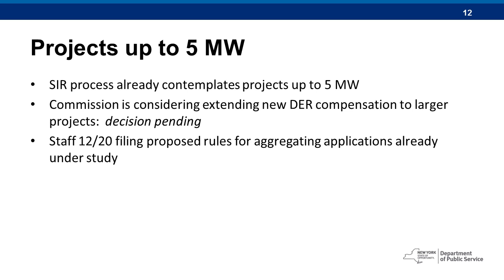Additionally, from the commission requirements, as of last year, we did increase the threshold from 2 megawatts up to 5 megawatts for interconnection process, but the commission now is considering extending the new DER compensation to the 5 megawatt threshold. So that decision is pending. And the 1220 filing that staff proposed includes rules for that effort.